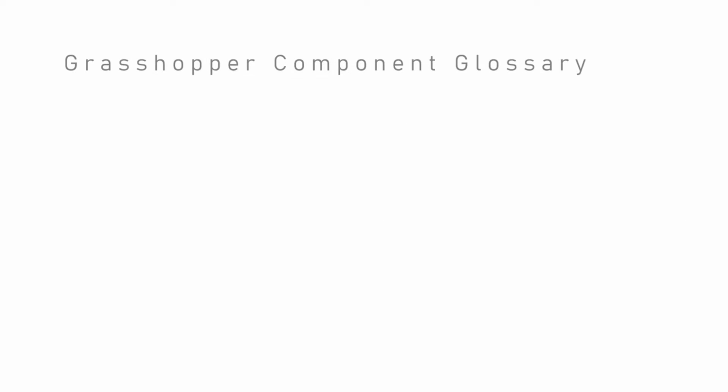Welcome to a quick tutorial on the line AB component. This is part of the Grasshopper component glossary, and we'll go over just a couple ways to use this component that creates a line out of 2 points.